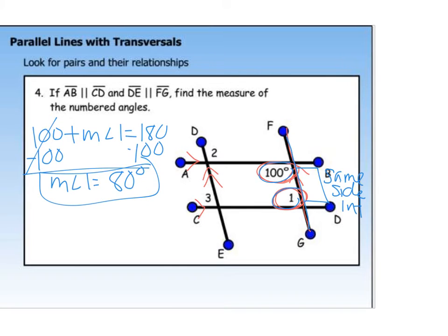Is there a relationship between angle 1, let me circle that in green, and angle 3? Look at the lines. Aren't they on the same position and on the same side of the line? So hopefully you're thinking to yourself that these are corresponding angles. Well, so if the measure of angle 1 is 80 degrees, the measure of angle 3 would be the same because corresponding angles are congruent.